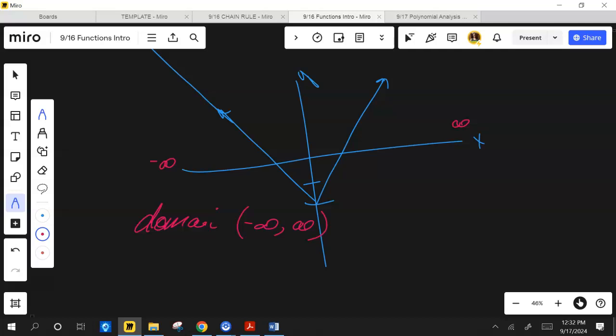Now the range is a little bit different. Turn your pencil the other way.